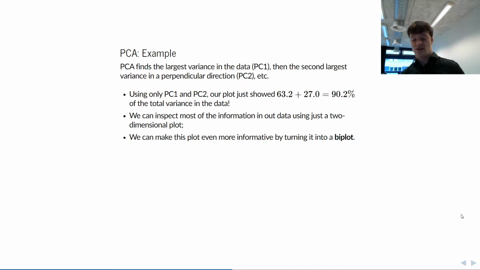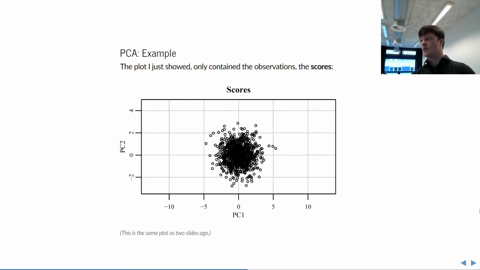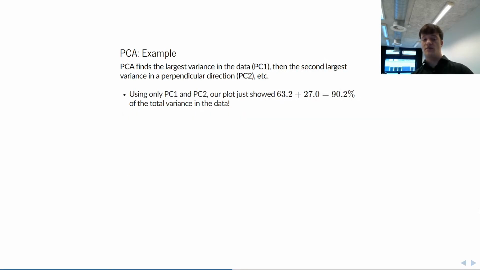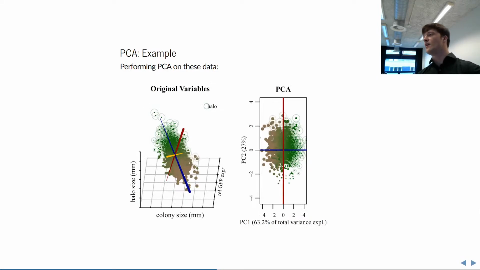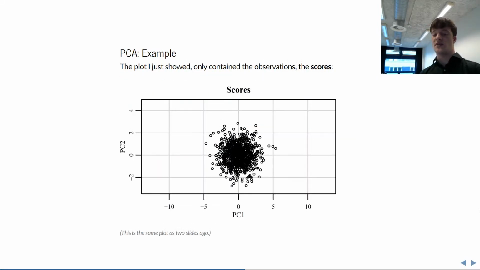We can increase how informative this plot is by turning it into a biplot. So that's the next thing I'm going to show. What is a biplot? It is how you would usually plot the results of your principal component analysis. Okay, so these are the scores, right? This is actually the same figure that I show over here on the right, just without any coloring. We have this first principal component, which explains 60-something%, and this one, which explains 20-something%.